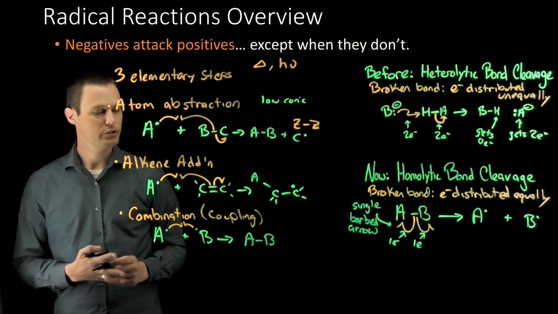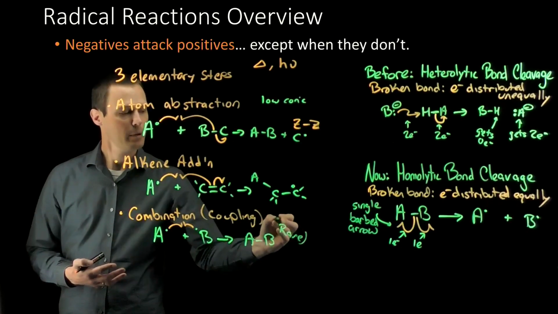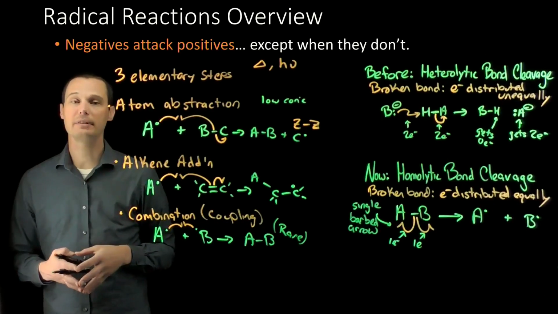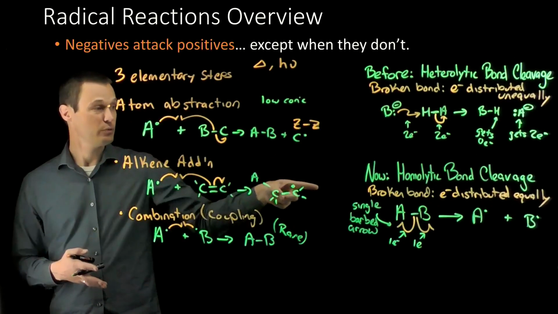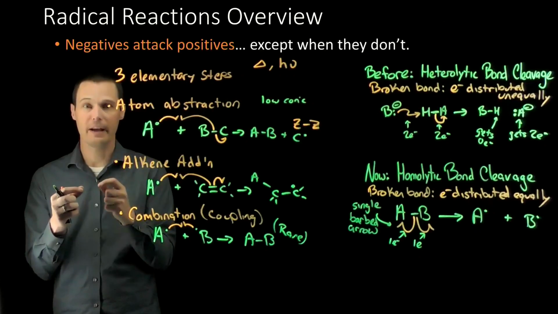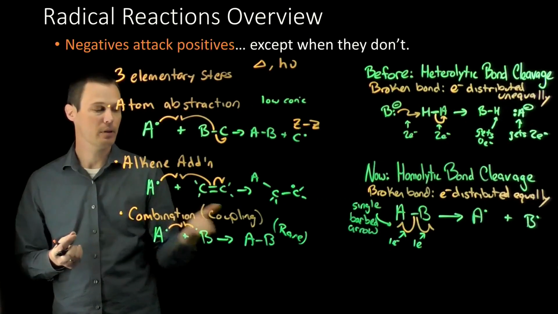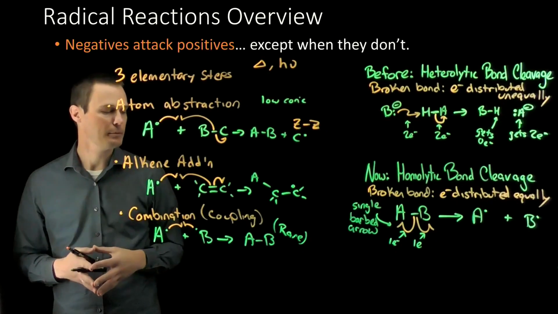Now, the thing about combination steps is that these are relatively rare. Remember, the concentration of any radical at any given time is low because homolytic bond cleavage is an unfavorable process. So it's rare to even form 2 radicals. For 2 radicals then to swim around and find each other in solution is going to be even more rare, and then for them to combine in a coupling reaction, this is a fairly rare occurrence, but it can happen.